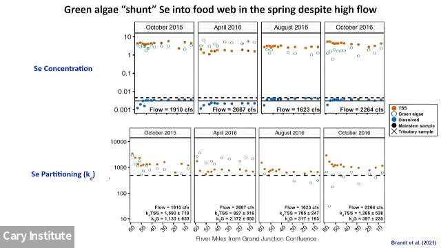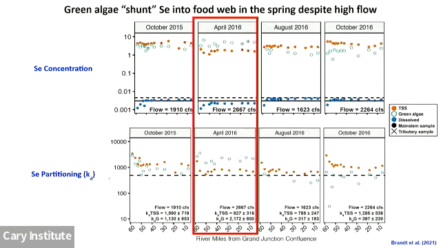The two things I want to point out here really clued us into just how influential the food web is. Here are the selenium concentrations in the different fractions. So here we've got dissolved in blue, and we have two different particulate fractions, green algae in the hollow green circles, and the total suspended solids in orange. We're looking at concentration on the top row and partitioning, the ratio of water to particulate concentration, on the bottom row over the time series of October 2015 to October 2016. So 4 sampling time points in this 1-year period.